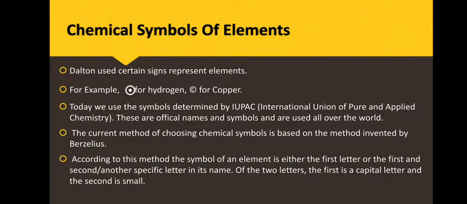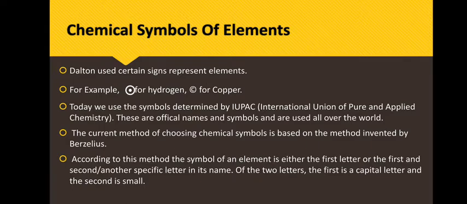So today we are using these symbols determined by the International Union of Pure and Applied Chemistry, which is also shortly called IUPAC. These are official names and symbols used all over the world. The current method of choosing chemical symbols is based on the method invented by Berzelius. Now, what was the method given by him? According to this method, the symbol of an element is either the first letter, or the first and second letter, or another specific letter in its name, right?